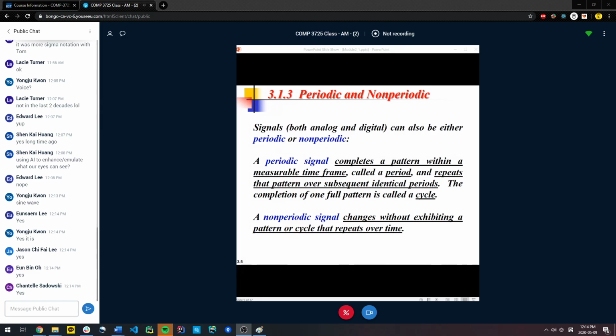So very simply, a periodic signal is nothing but a signal that keeps repeating itself, the same pattern over and over again over a finite time. And I'm giving you terminologies here. The time it takes for one complete cycle is called the period. Each time the pattern completes, that occurrence is called a cycle.